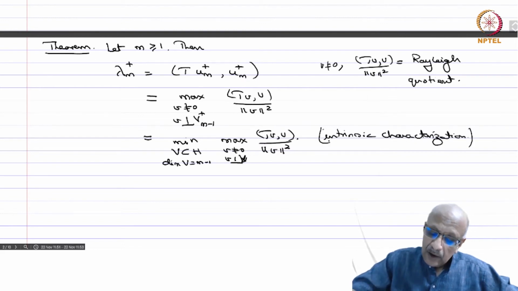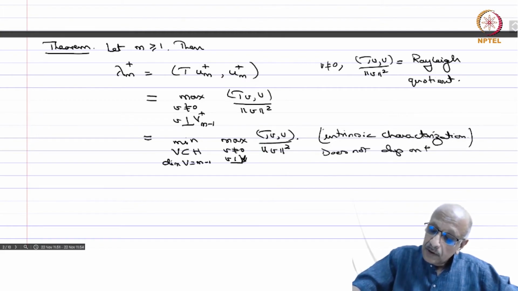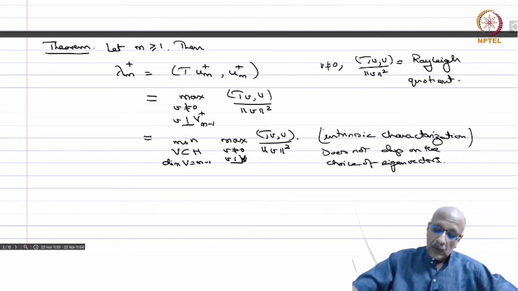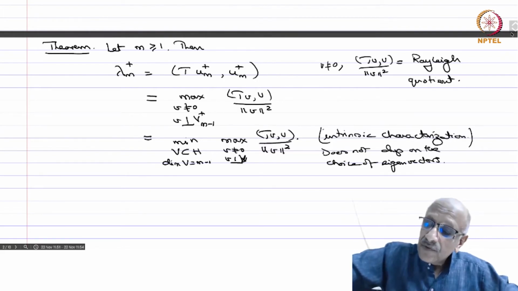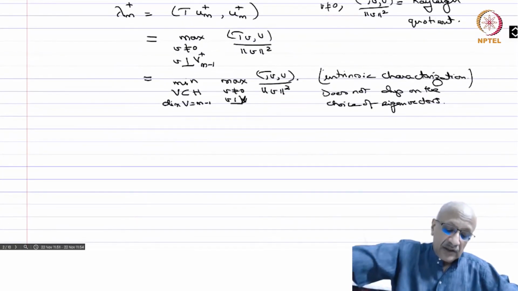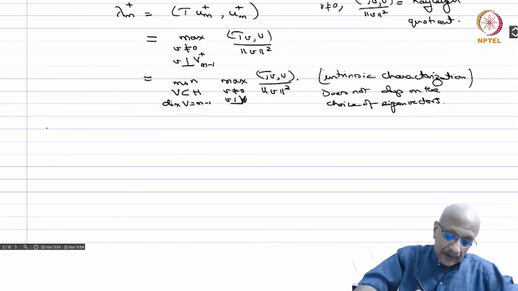Okay, it does not depend on the choice of eigenvectors. So that is why this is called intrinsic. It's entirely independent of the frame, it is basis invariant. Okay, so let us try to prove this.